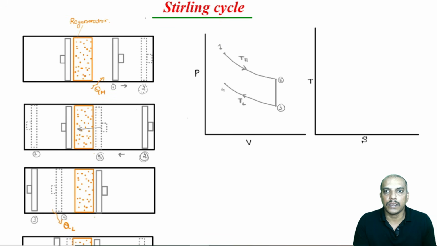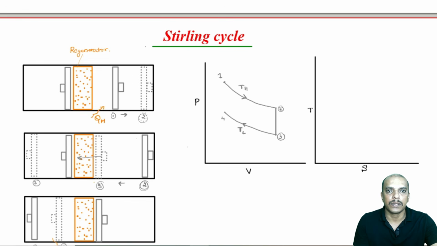Now, during 4 to 1 we are recovering the energy from the regenerator. So, at constant volume, as the gas passes through the regenerator, it gives back the thermal energy which was stored in the regenerator. So, this will be 4 to 1. Now, we can write this something like this is taking energy from here. This process we call it as regeneration.